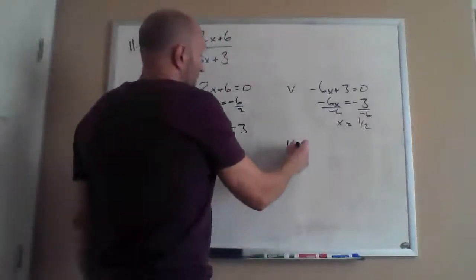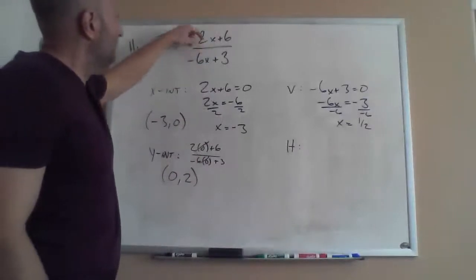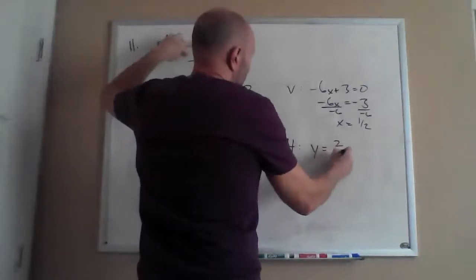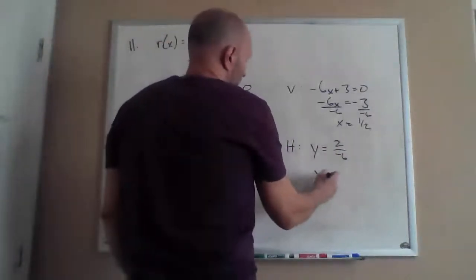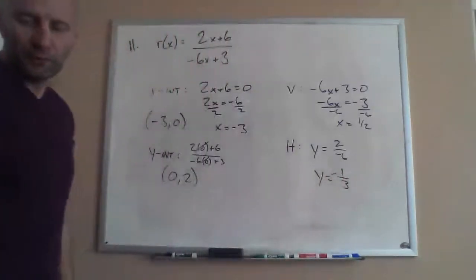And then horizontal, it depends on the exponents. So they're the same. Therefore, it's just the ratio of these guys. y is equal to 2 over negative 6. If I simplify it, y is equal to negative 1/3.